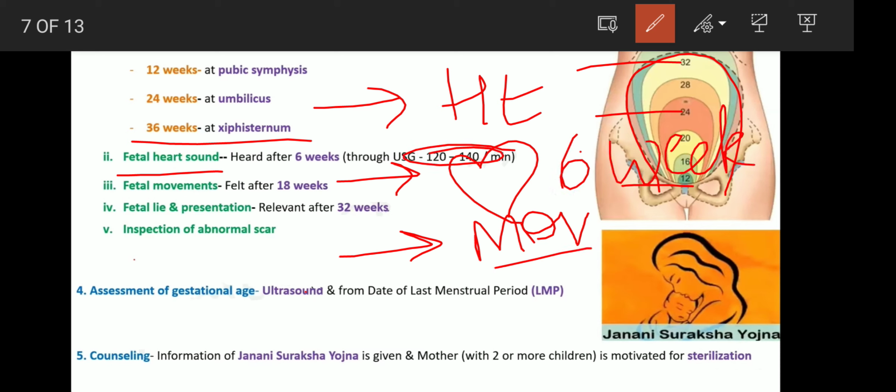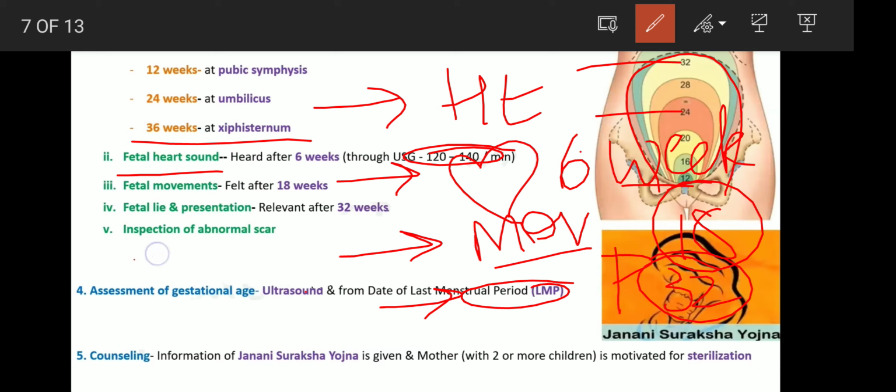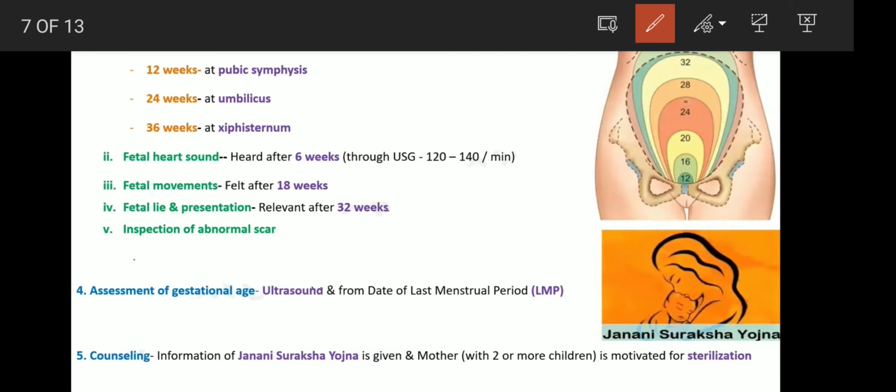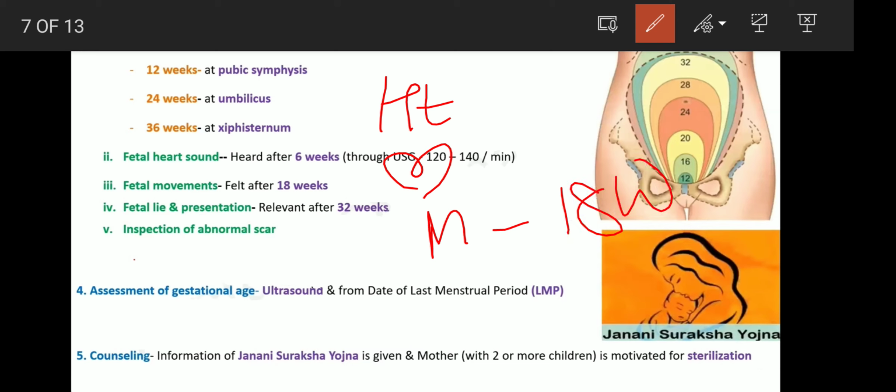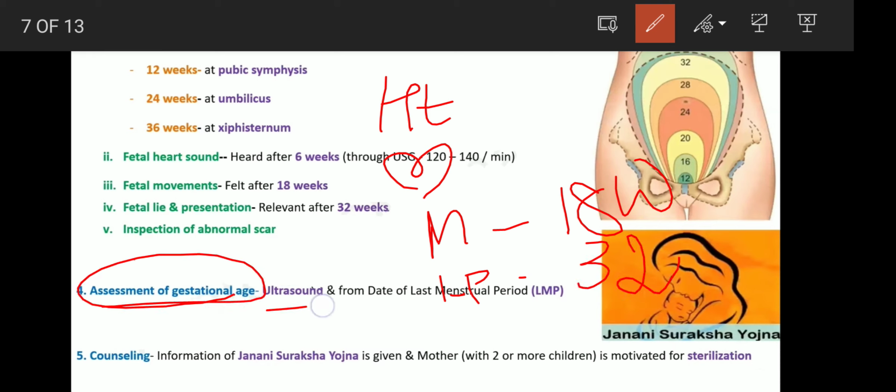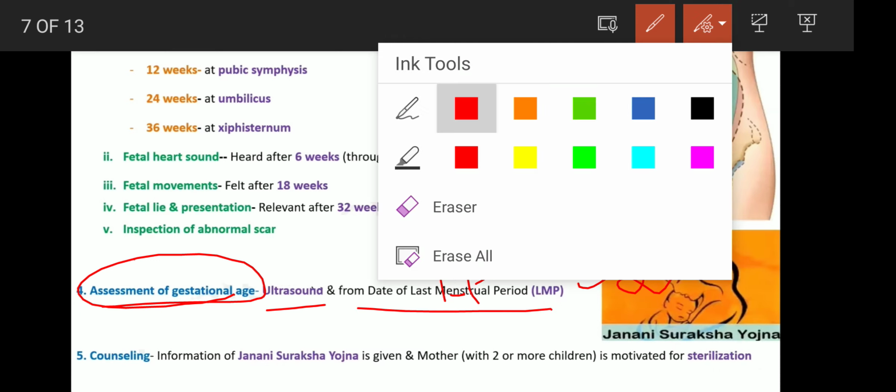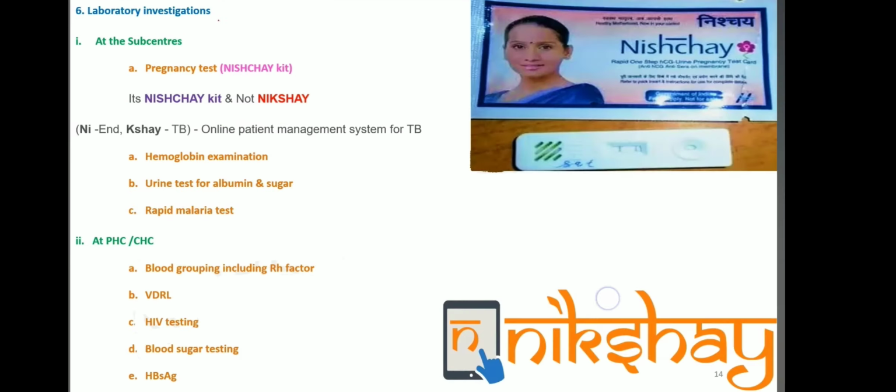Then the movements can be assessed by the 18th week onwards. Then the fourth one is the lie and the presentation of the baby, that is by 32 weeks onwards, and inspection of the abnormal scars. This is very easy now. Let us revise again: fundal height, heart sounds, movements by 18 weeks, fetal lie and presentation by 32 weeks, and the abnormal scars. For the gestational age, ultrasound is the gold standard method. We also use the first day of the last menstrual period, which is a widely used method.